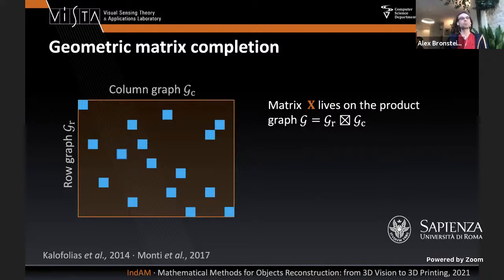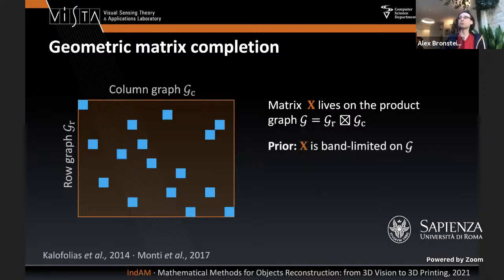And the same about the column graph. For example, if I liked a movie of a specific genre or several movies of that genre, probably movies that are similar in the column space are something that I'm going to score similarly as well. So we can use this geometric information. I'm assuming that we are going to be given two graphs, the row graph and the column graph, GR and GC, respectively. And now we can think of our matrix as a signal that lives on this product graph, the product of GR and GC.